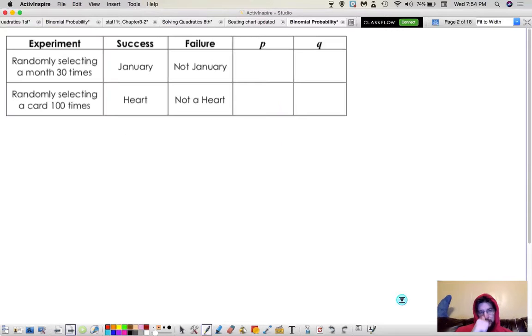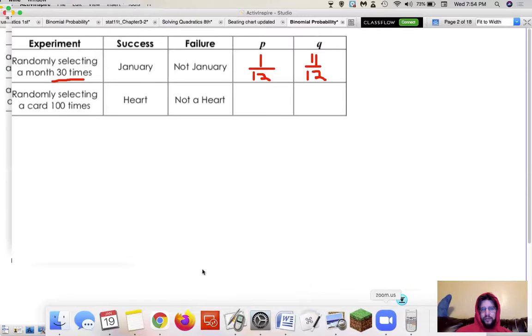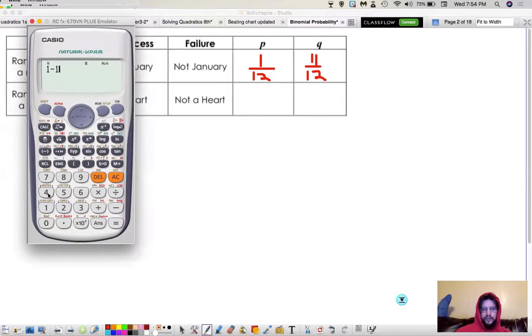Okay. So let's look at some examples. Randomly selecting a month 30 times, and the success is January. Failure would be not January. So we got a set number of trials. We got 30. Okay, so that's good. Pass, fail. It's January or it's not January. What's the probability of being January? 1 out of 12. How many months are not January? 11 out of 12. And you can check it. 1 minus 1/12. Yeah, obviously that is 11/12.